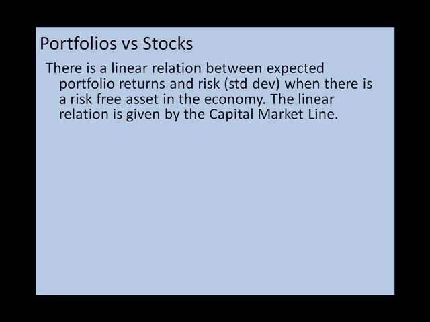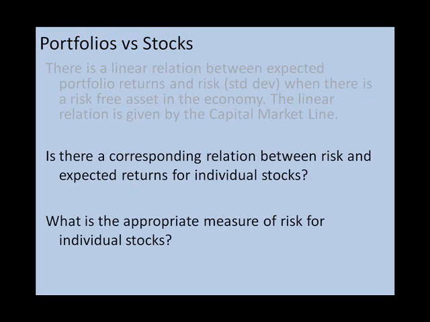And one of the key results from Markowitz is that there is a linear relation between expected portfolio returns and risk when there is a risk-free asset in the economy. That's the relation that's given by the capital market line. What we're going to focus on today in class is whether there is a corresponding relationship between risk and expected returns for individual stocks. And if so, then what is the appropriate measure of risk for individual stocks?